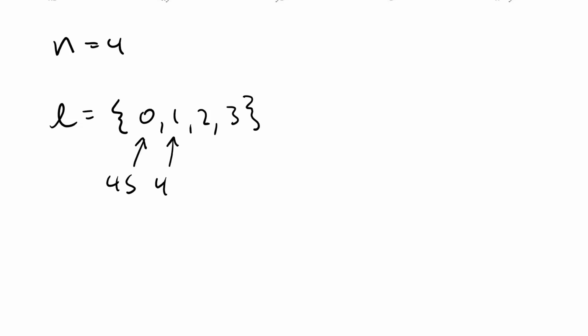When n equals 4, we have L equals 0, 1, 2, and 3. The 4s, the 4p, the 4d. 4s is just like 3s but bigger. 4p is just like 3p but bigger. 4d is just like 3d but bigger. But n equals 4, L equals 3. This is the 4f sublevel.